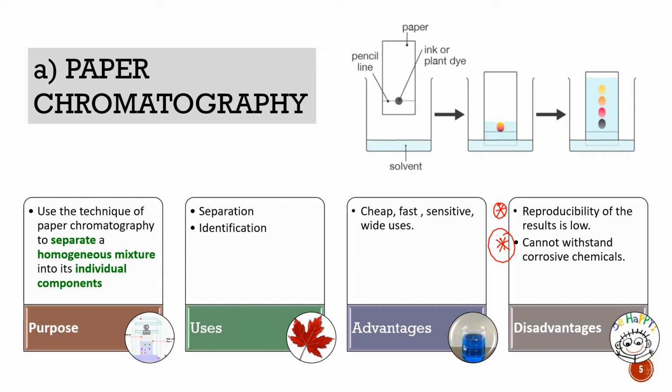So these are the advantages of paper chromatography, because the price is quite cheap, so we can reproduce the results. We can replicate the results a few times. But the problem with paper chromatography is that the reproducibility of the result is very low, and it cannot withstand corrosive chemicals.